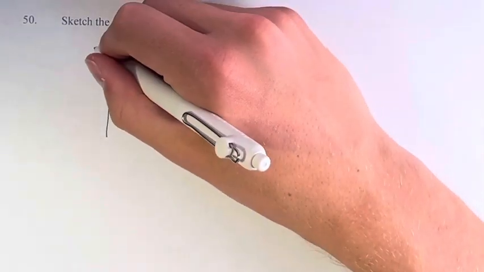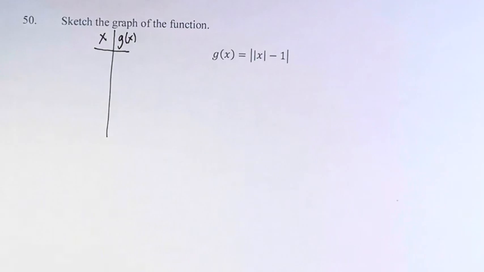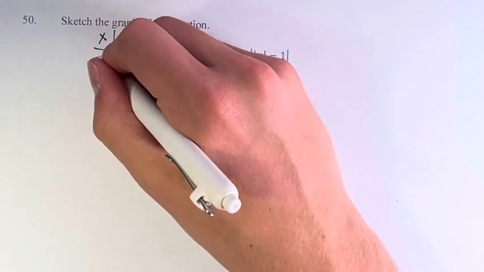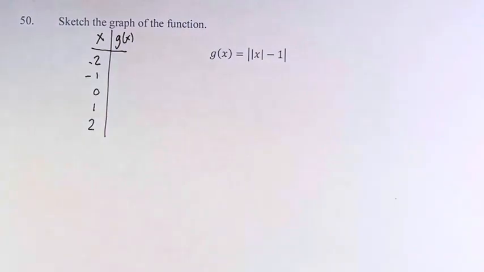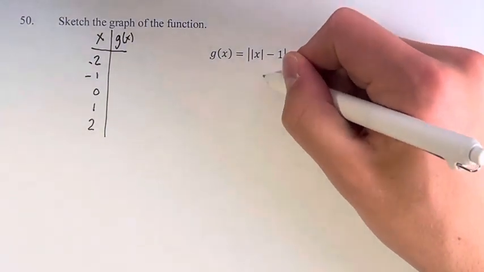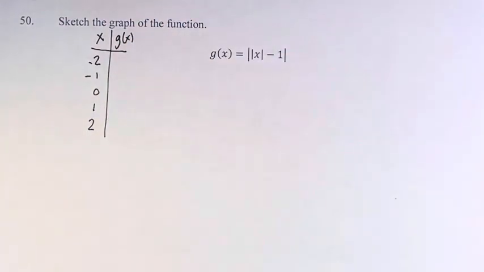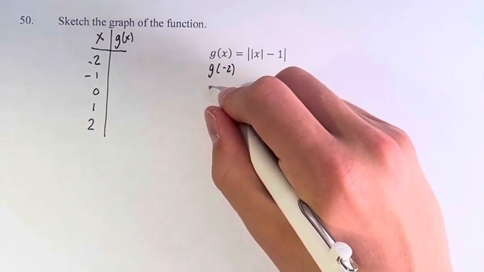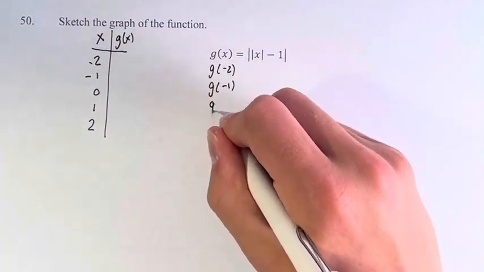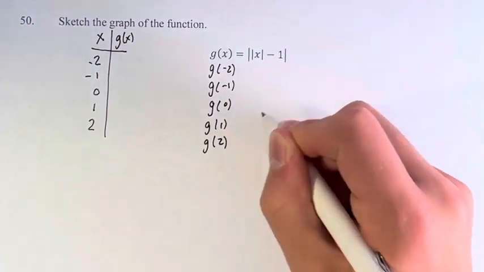So what we're going to do is we're going to have points, with their x and g of x components. For our values of x, I think -2, -1, 0, 1, 2 is a good spread of values. If you don't have any crazy values in your function, usually these values close to 0 are a good representation of what the function is going to look like. So we have g of -2, g of -1, g of 0, g of 1, and g of 2.